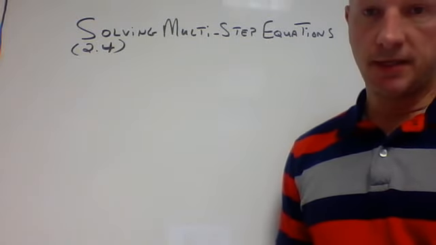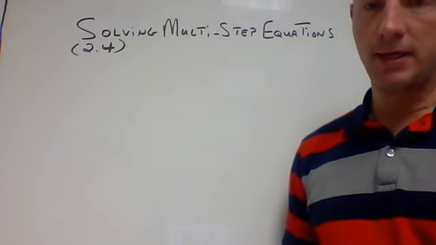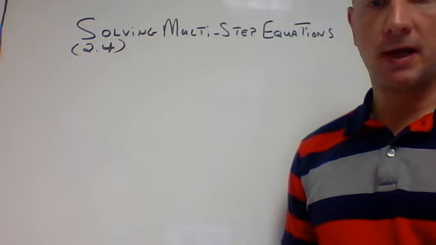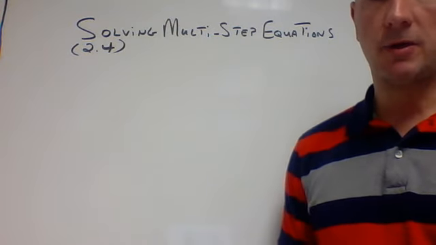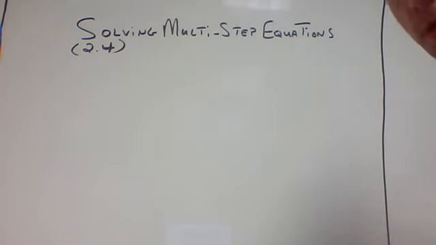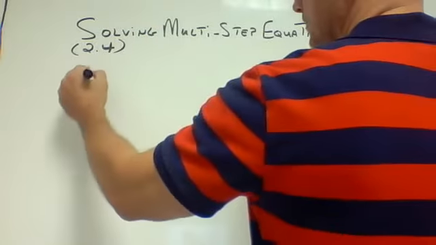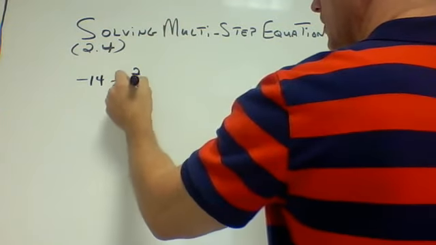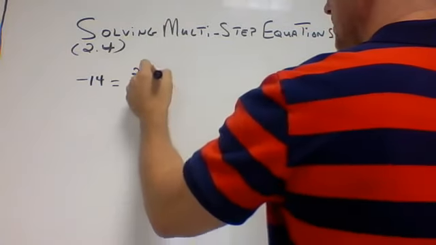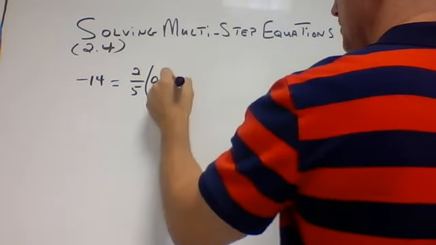Hi everybody, this is solving multi-step equations 2.4 again. I'm going to try and go over some different options that you might have, depending upon the equation that you have. So let's look at an equation like this: negative 14 equals 2 over 5 parentheses 9 minus 2b.